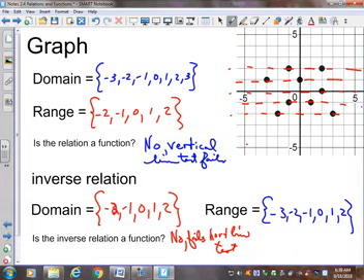Now, to make the inverse relation, let's talk about that. And this is why I had you draw the graph. You shouldn't have been drawing any of this information I just drew up here. This was just to help you visualize. Now we're really going to draw on our graph.